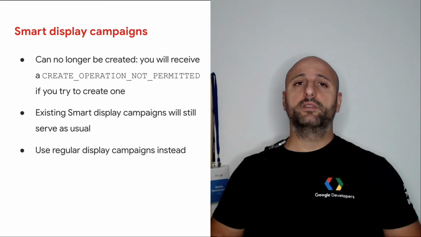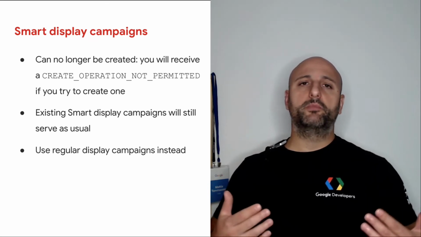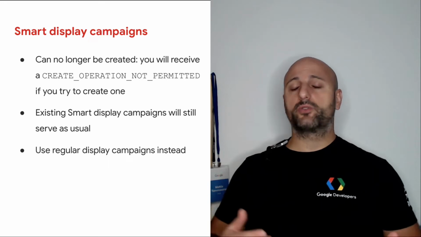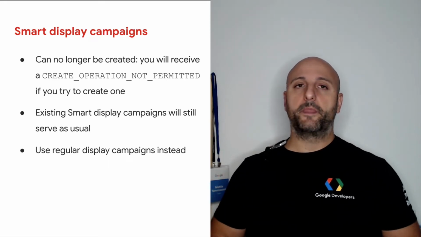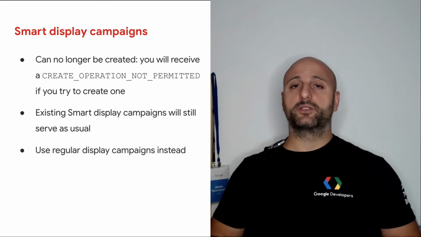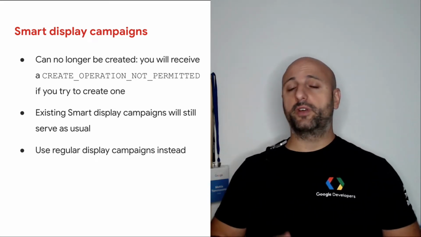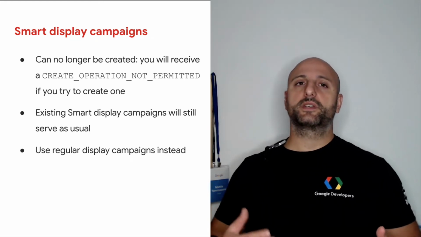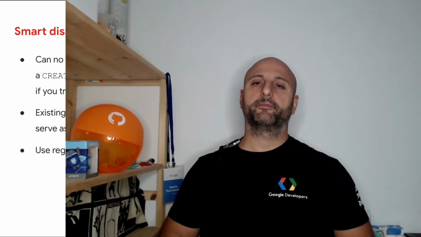As of V12, smart display campaigns can no longer be created. You will receive a create operation not permitted if you try creating one with the Google Ads API. Existing smart display campaigns will keep serving and operating as usual. You will not be able to create new ones. To achieve the same goals, we suggest using standard display campaigns. Gmail ads also cannot be created anymore. Instead, you should be using discovery campaigns.